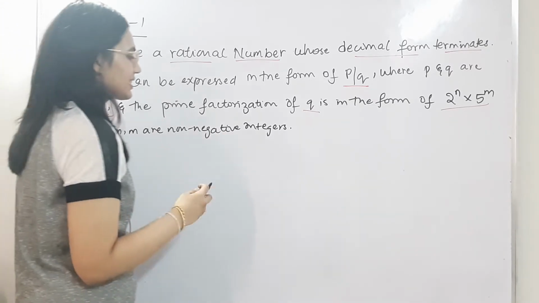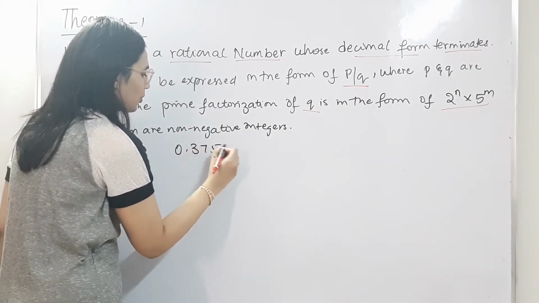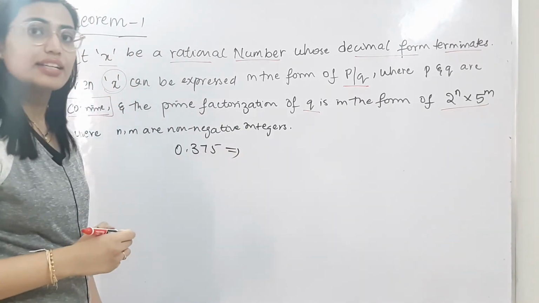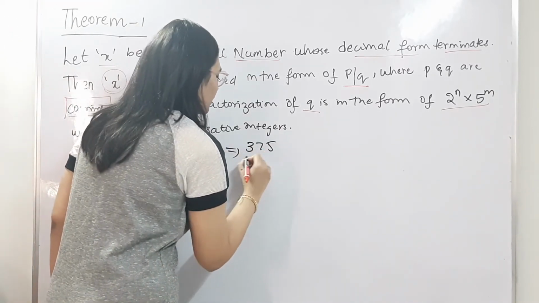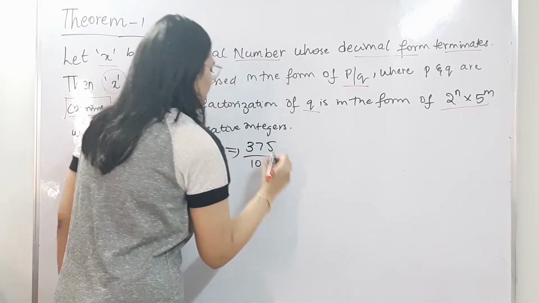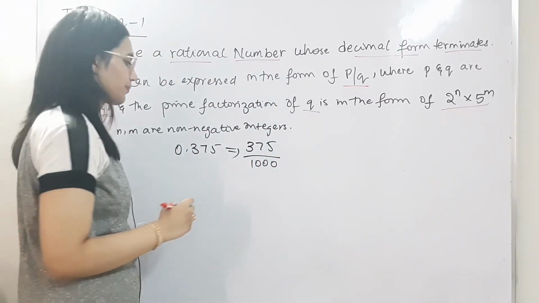Now, he is saying that, in short, for example, if we take 0.375 as a decimal number, how do you convert this into a fraction? We'll write it as 375 by 1000.